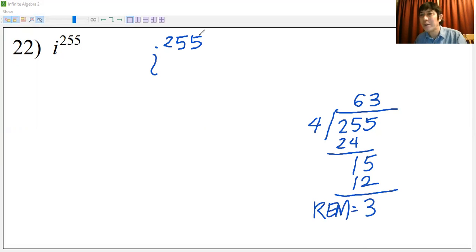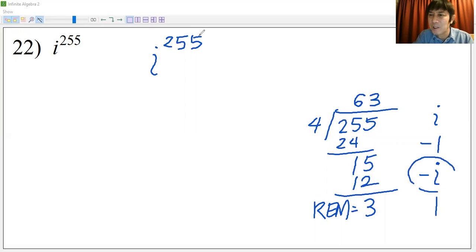Okay, where is 3 falling? All right, we have remainder 1, i. Remainder 2, negative 1. Remainder 3 is negative i. And of course, if your remainder is 0, that's a positive 1 there. All right, we have a remainder 3. Okay, that means we need this one here. So that's a negative i.